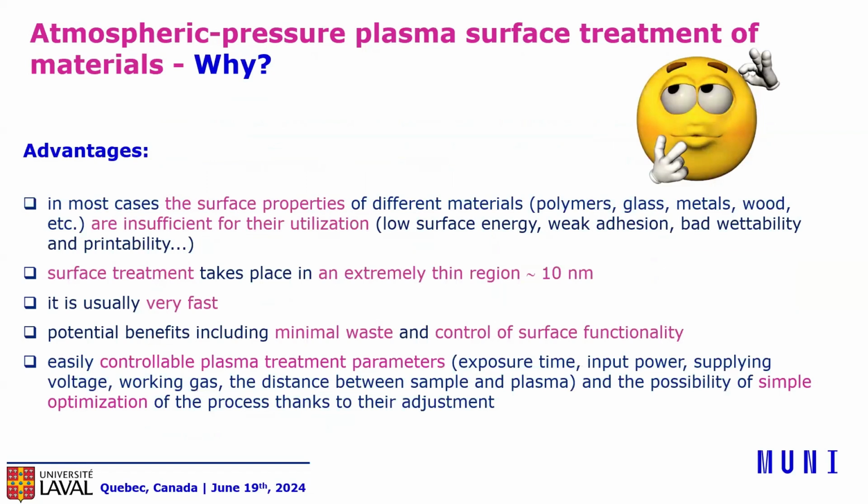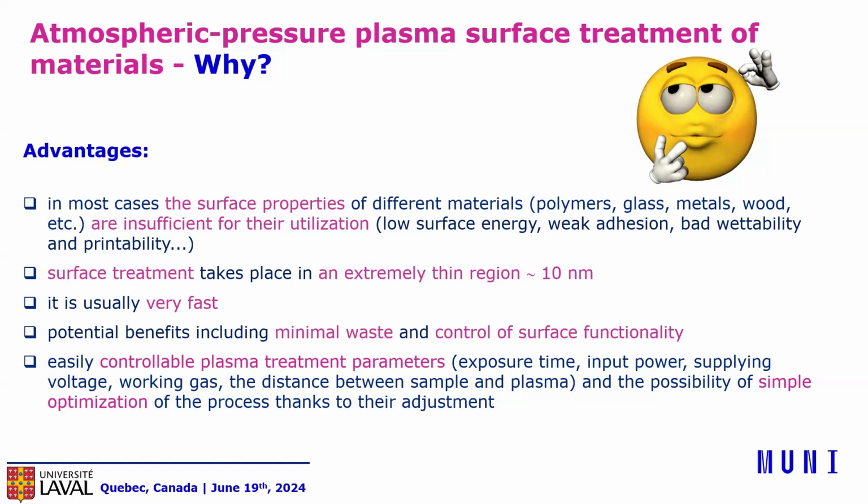We could have a question: why is atmospheric pressure plasma surface treatment of materials useful? Because a lot of treatments are done by common ways, and they usually include the use of some aggressive chemicals. They require wet processes, so after the treatment, drying is necessary, and this is also an energy consuming process.